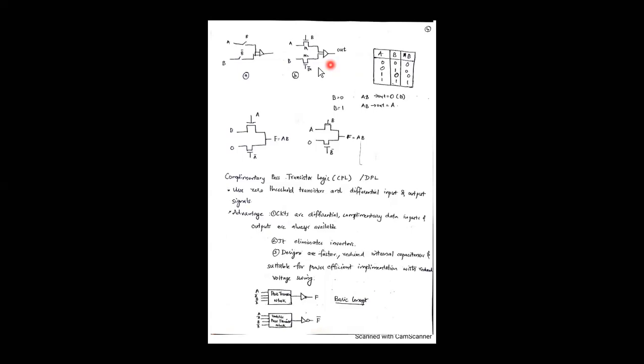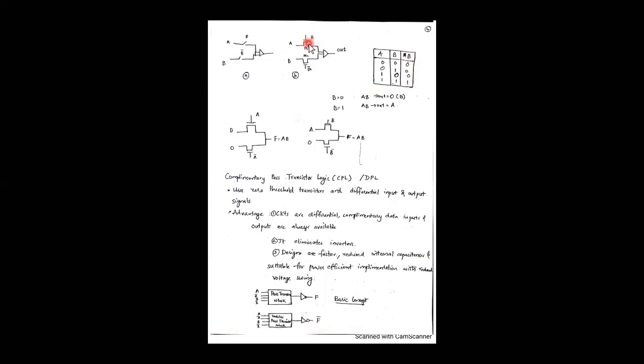Now suppose in this case that B equal to 0. If B equal to 0, what happens? This M1 transistor will be off, M2 will be on. Since B is 0, when it is on, what we will get as the output? B itself. So B means 0. So when B equal to 0, in both cases, we are getting the output 0. A dot B does not have any dependence on A. The output will be 0.